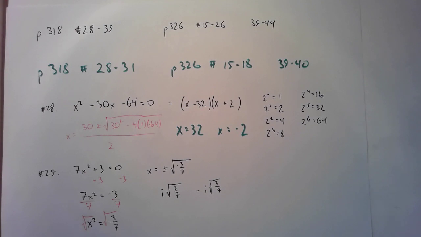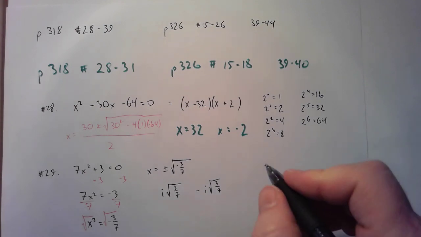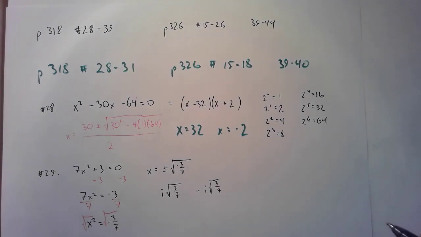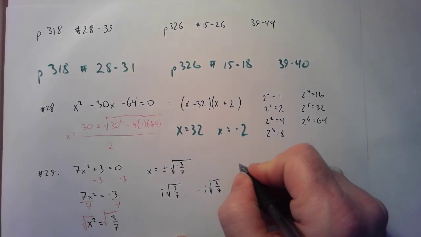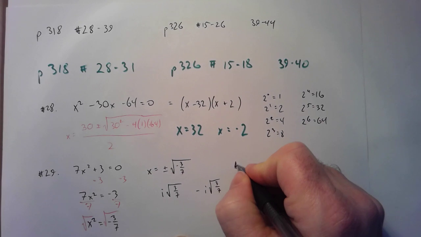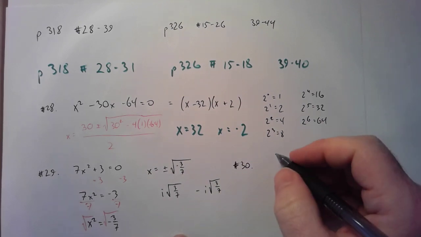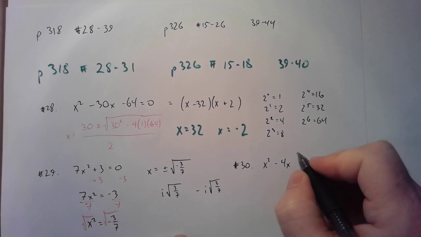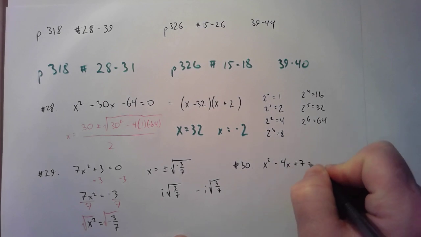Anyway, number 30. I don't know if I can fit it in this space. I will try. If I can't fit it, it'll just carry on to another sheet of paper. So number 30 is x squared minus 4x plus 7 equals 0.